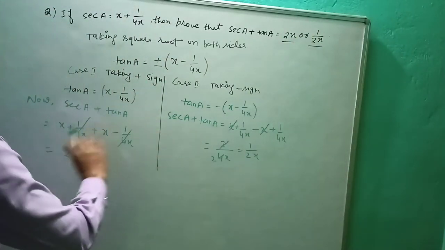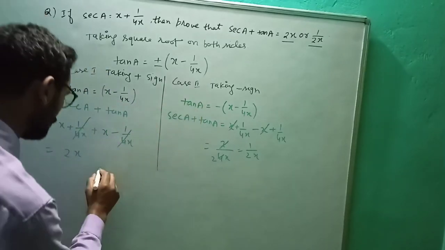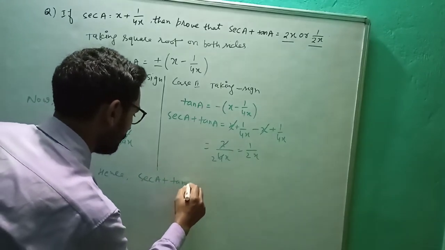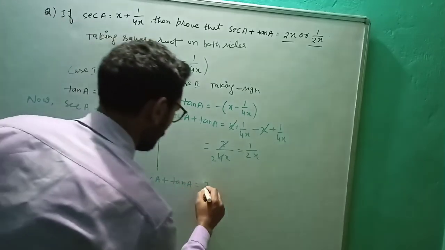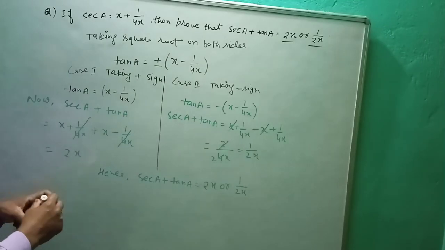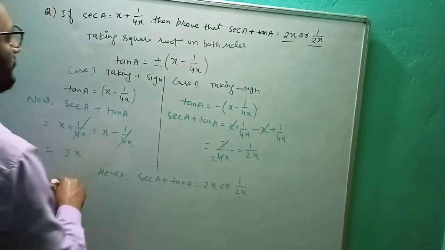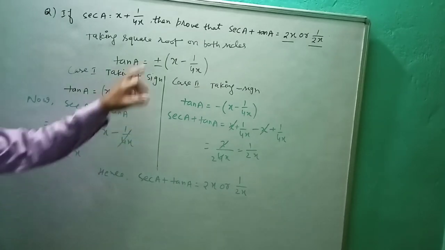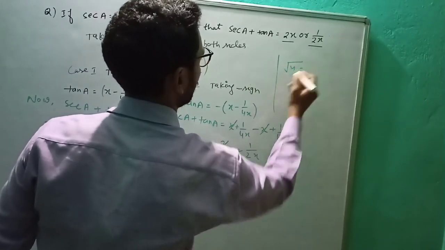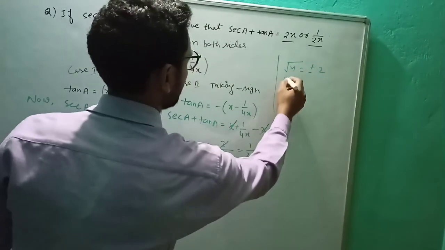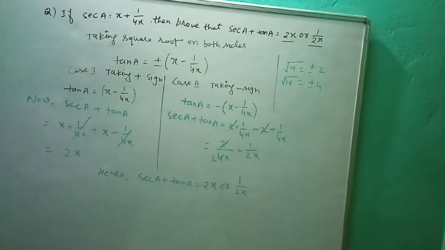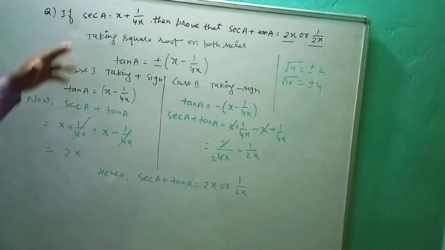So that is why you can observe that there are actually two answers. Hence, based on my observation in case 1 and case 2, sec a plus 10a equals either 2x or 1 upon 2x. That totally depends on the sign. So we have to consider both signs and keep in mind that when we take the square root on both sides, we get the plus minus sign there. For example, the square root of 4 is actually plus minus 2, and the square root of 16 is not only plus but plus minus 4. The same logic applies here, and hence this is the proof of this question.